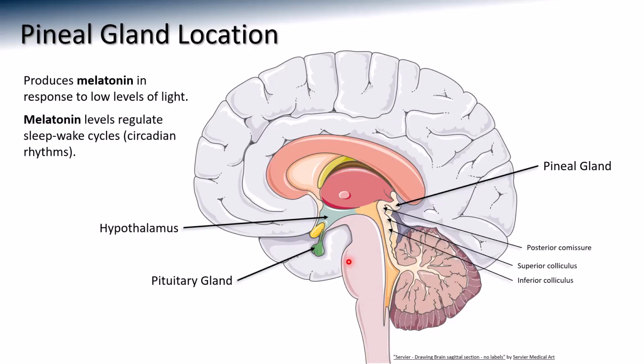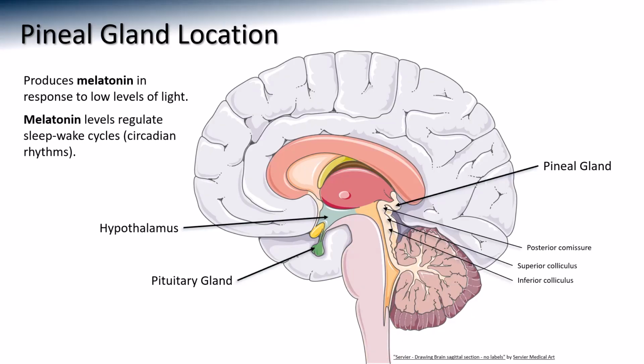All right, so we talked before about the hypothalamus and the pituitary gland here, and our pineal gland is going to be posterior to that, so this little knob that sticks out here. It is just superior to the posterior commissure, where we have right and left fibers crossing, and to our midbrain, and specifically the superior and inferior colliculi.